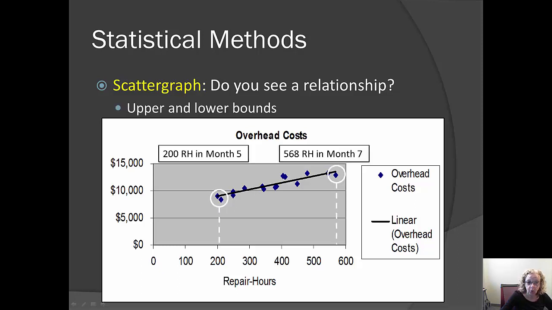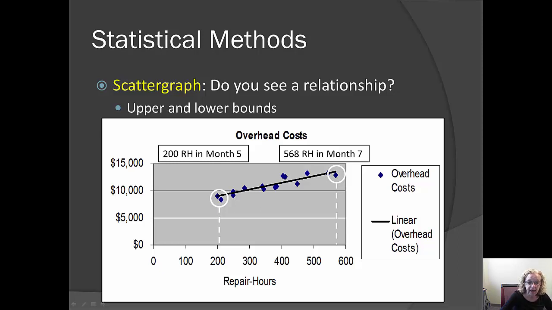Now, what we are interested in for the high-low method is the high point and the low point of Charlene's activity levels. The high point occurred in month 7 when she used 568 repair hours. The low point occurred in month 5 when she used 200 repair hours.